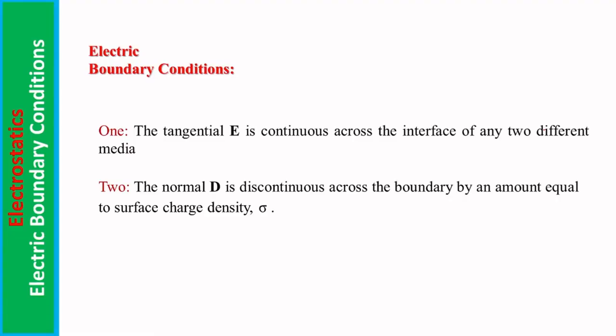Before moving further, let us recollect electric boundary conditions. One, the tangential electric field intensity is continuous across the interface, irrespective of the conditions that are there over the interface. Two, the normal component of D, displacement density, is discontinuous across the boundary by an amount equal to surface charge density sigma. If surface charge is not there over the boundary, then normal D is also continuous.